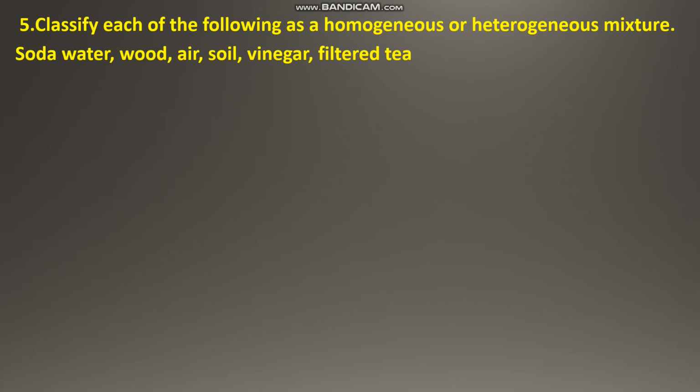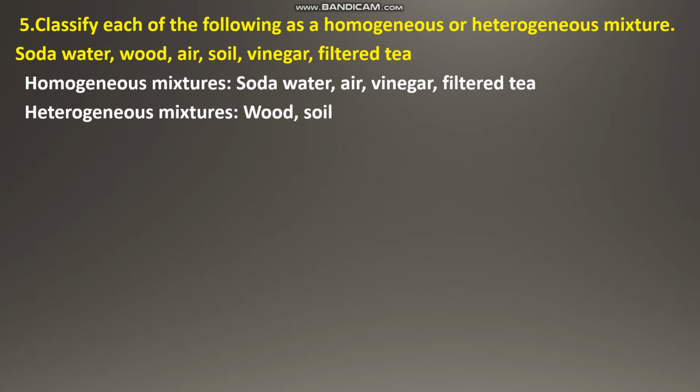Next question. Classify each of the following as a homogeneous or heterogeneous mixture. Soda water, as we have seen already, is a homogeneous mixture. Wood is a heterogeneous mixture. Air is homogeneous. Soil is heterogeneous. Vinegar, you know, is a mixture of acetic acid and water. So it is a homogeneous mixture. Filtered tea is also a homogeneous mixture. So let us see the answer. Homogeneous mixtures are soda water, air, vinegar and filtered tea. Heterogeneous mixtures, wood and soil.